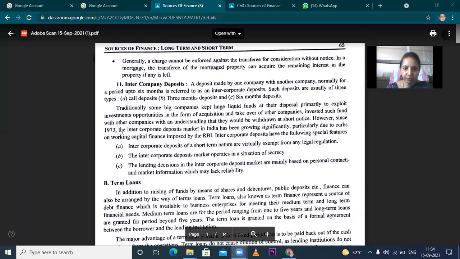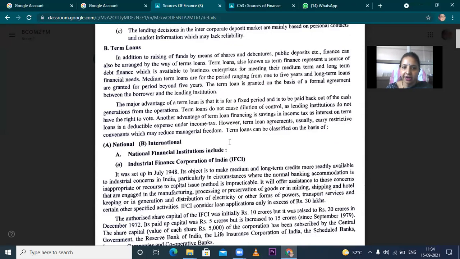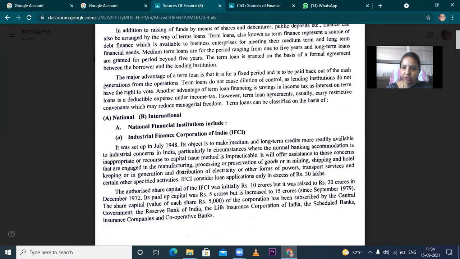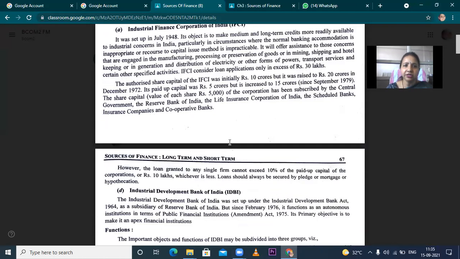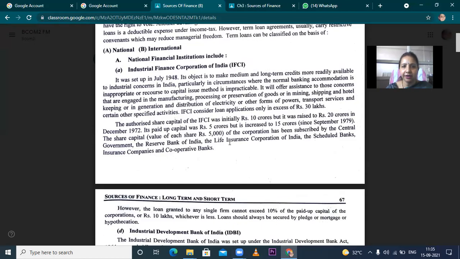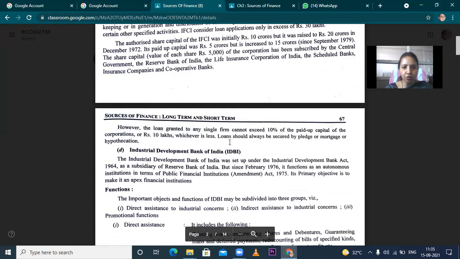Yes, ma'am. Next, we have term loans. From whom can we take them? There are various national and international financial institutions. We have already discussed national, IFCI. No need to explain all these things, when it was established and all. Only very few lines to be added while you write up this national and international. One particular chart will be sufficient, one particular diagram, more than enough.